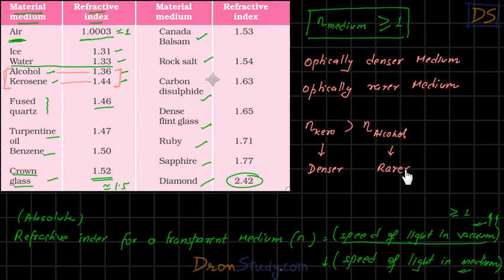So if we compare two transparent mediums, the one having higher refractive index will be said to be denser, and the one having lower refractive index will be said to be rarer. Understand students? Now if you compare rock salt and carbon disulfide, which one is denser, which one is rarer? Clearly this has more refractive index, so this will be denser, and this has lesser refractive index, so this will be rarer. You understand my point students?